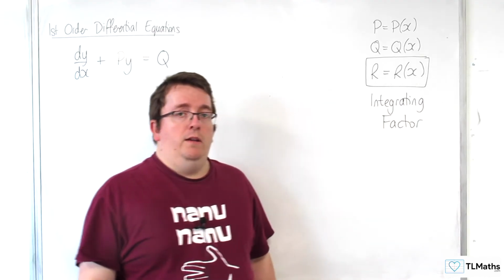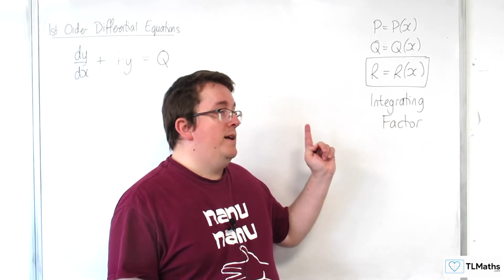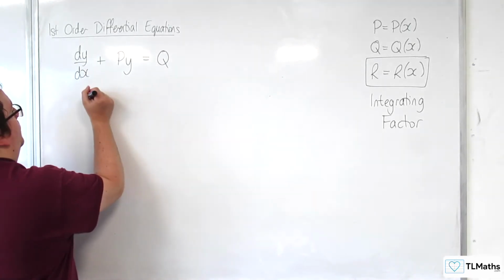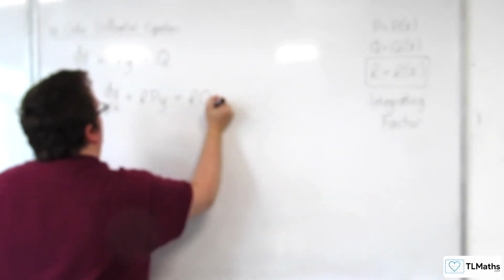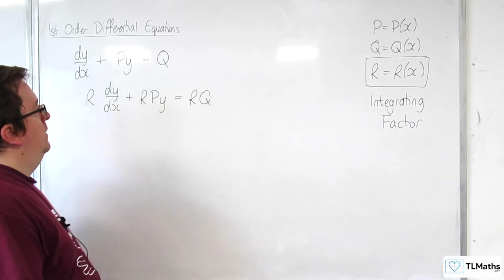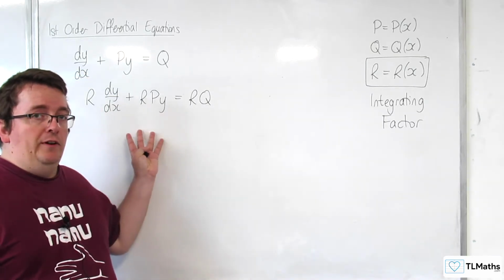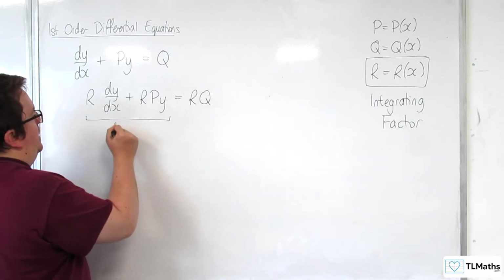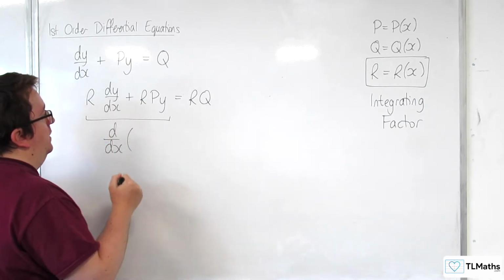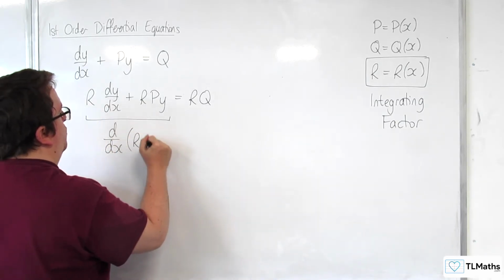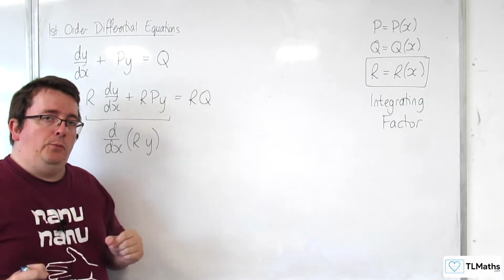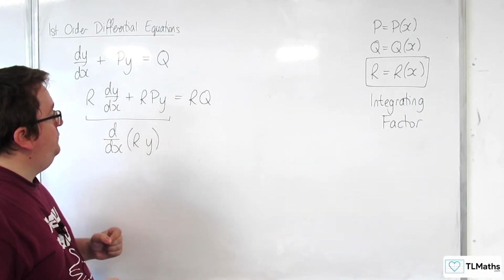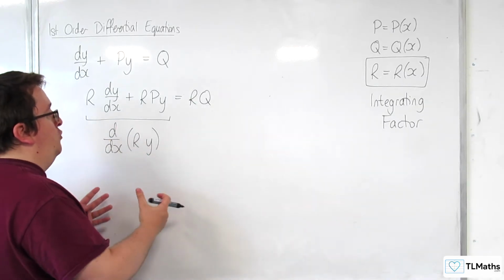So I'm going to multiply through my differential equation by r. So I would get r times dy by dx plus rpy is equal to rq. Okay? Now I want this left-hand side to be a perfect derivative. So I want this to be d by dx of r times y. Okay, that's what I want that left-hand side to be. Then, once I've got it to that form, I can integrate.